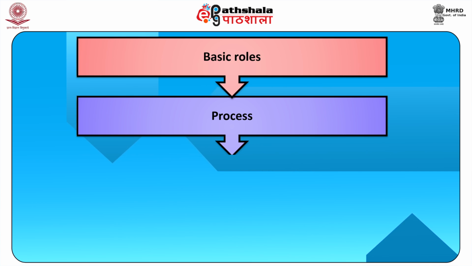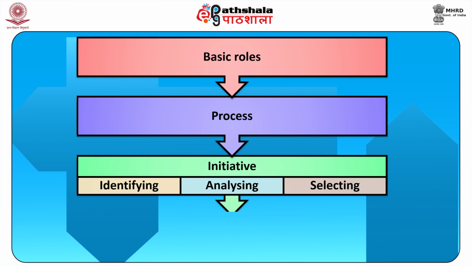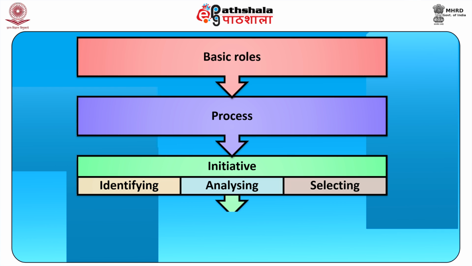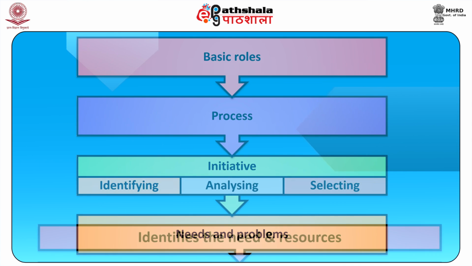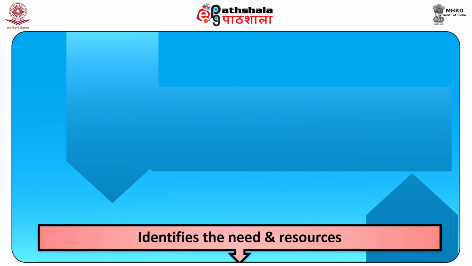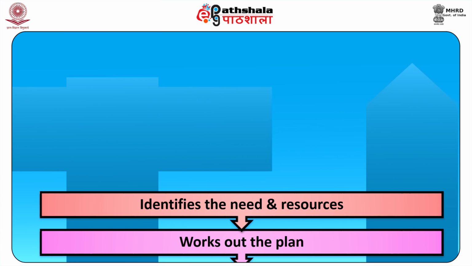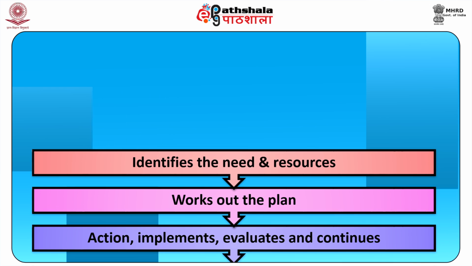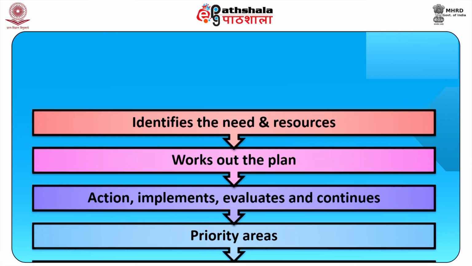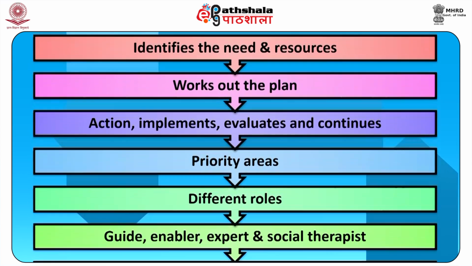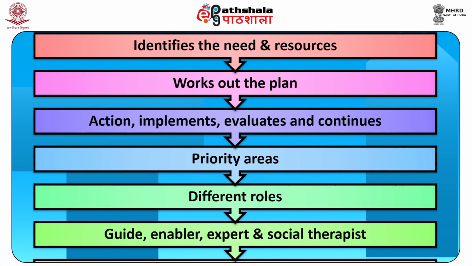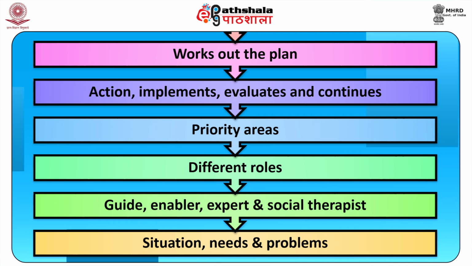Community work as a process involves the community in taking the initiative of identifying, analyzing, and selecting the different needs and problems of the community. The community also identifies the needs and the resources, works out a plan of action, implements and evaluates, and continues with the next priority areas. In the process, the worker plays different roles like guide, enabler, expert, and social therapist, etc., in different settings depending on the situation and the needs and problems of the area.